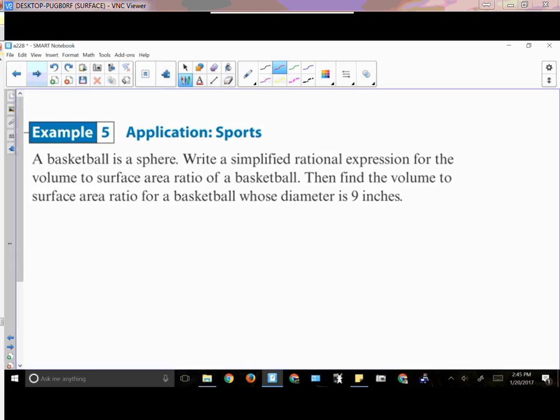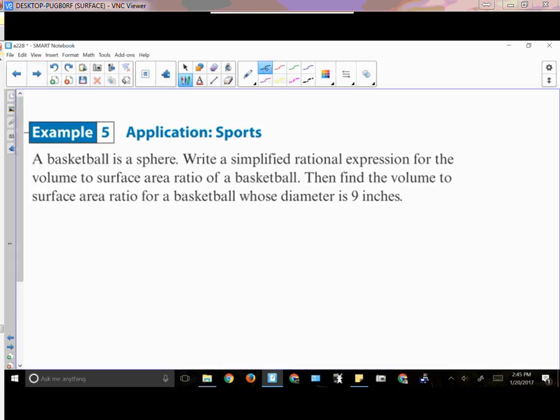So, now, application, I want to talk about it anyways. Basketball is a sphere, right? Write a simplified rational expression for the volume to surface area ratio of a basketball. And you're kind of going, what? How do I know any of that? Well, in your book, they do provide the formulas for those.